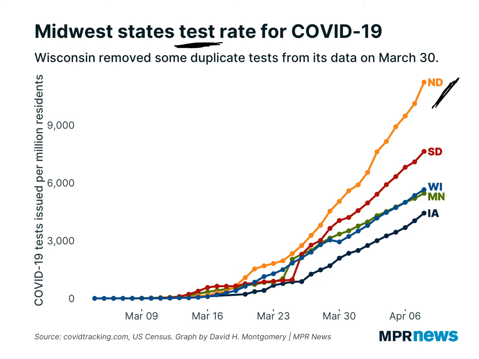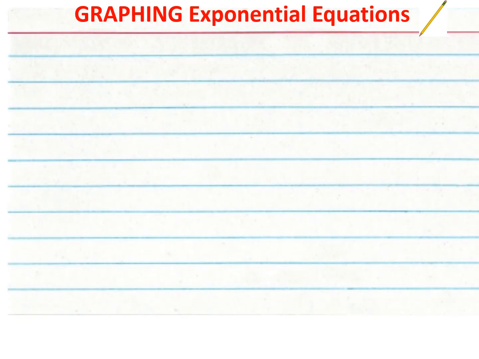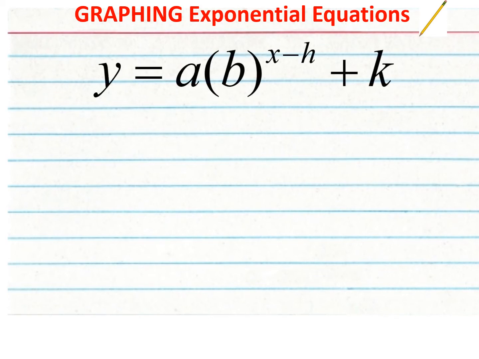All right, now we're getting into the gritty. Okay, so this stuff has to be written down, please, and thank you, fabulous people. We're going to be using this equation right here. It's quite fabulous. y equals a times b to the x minus h plus k.